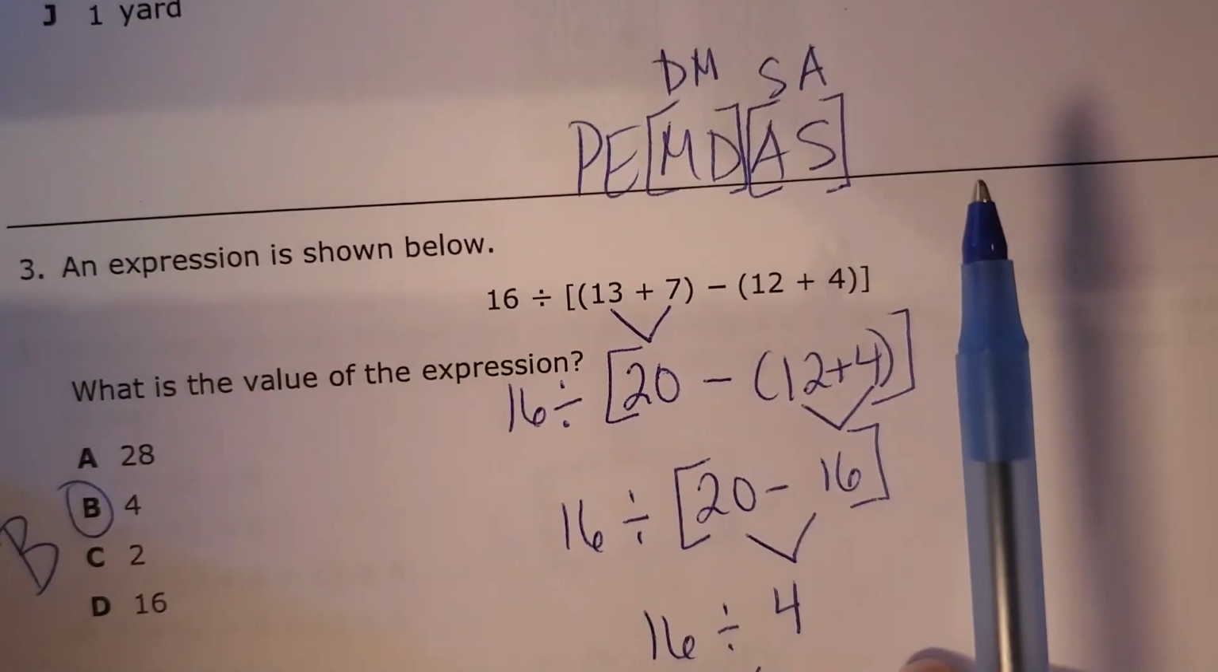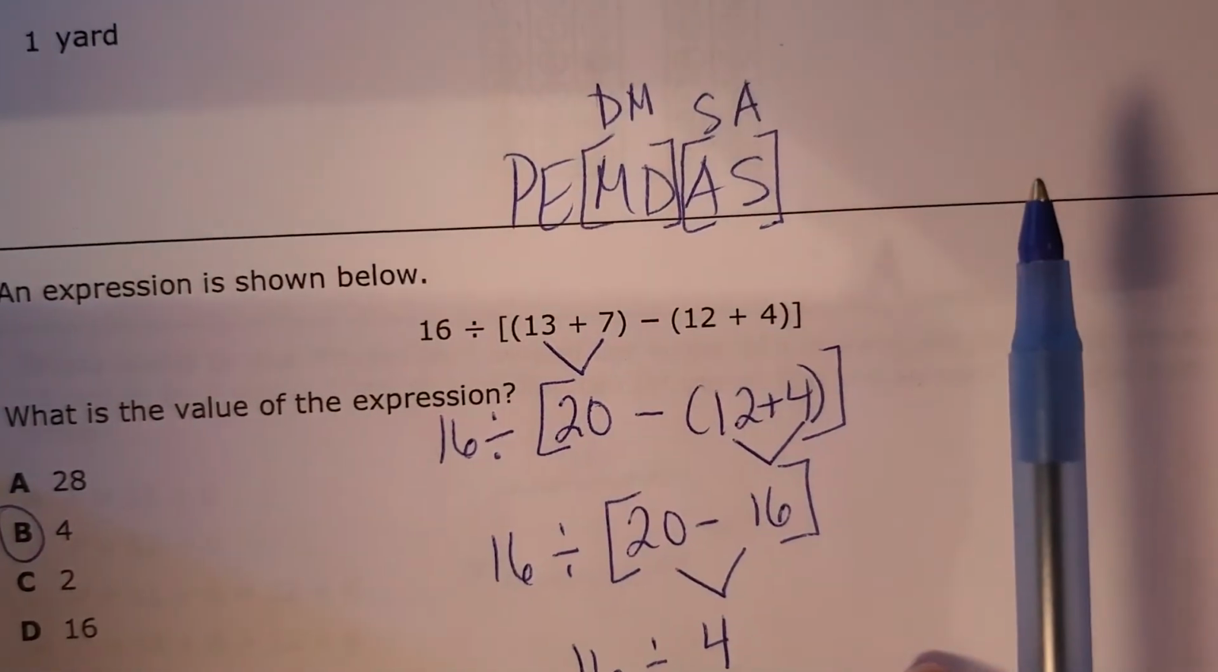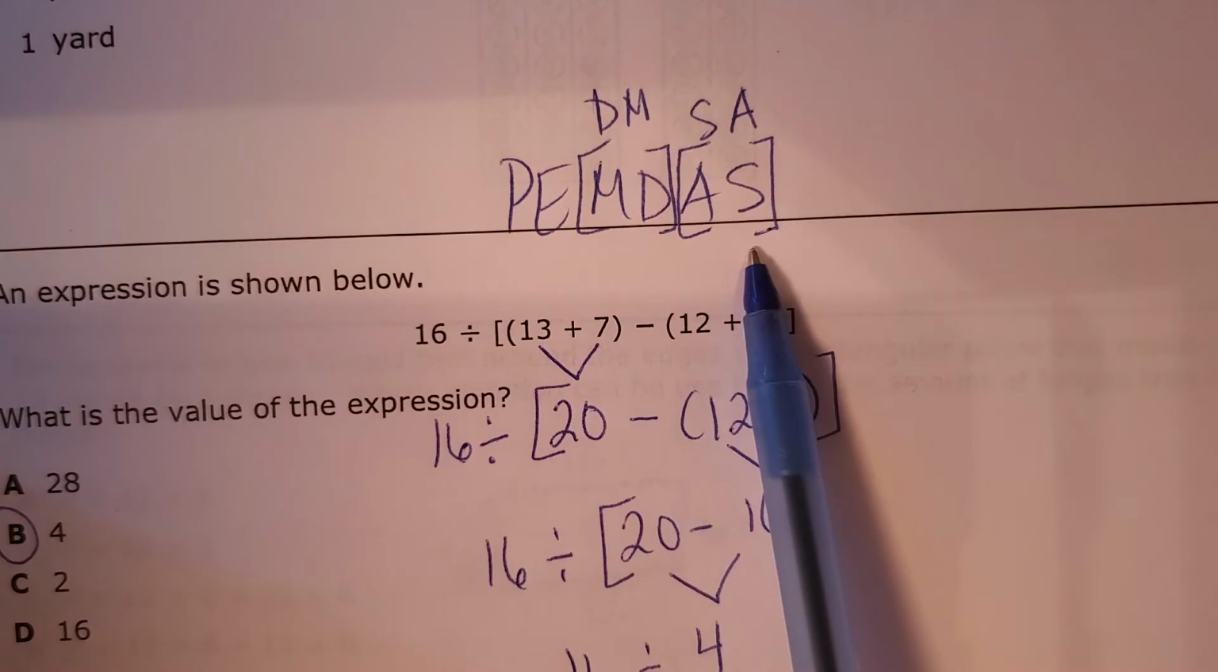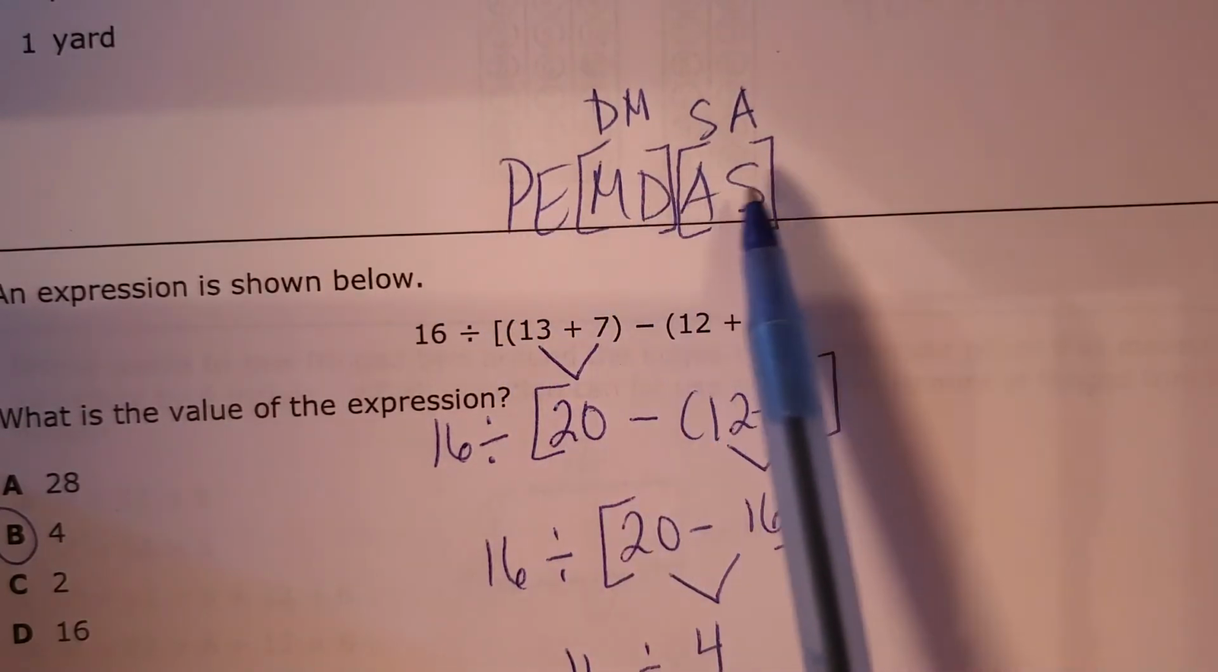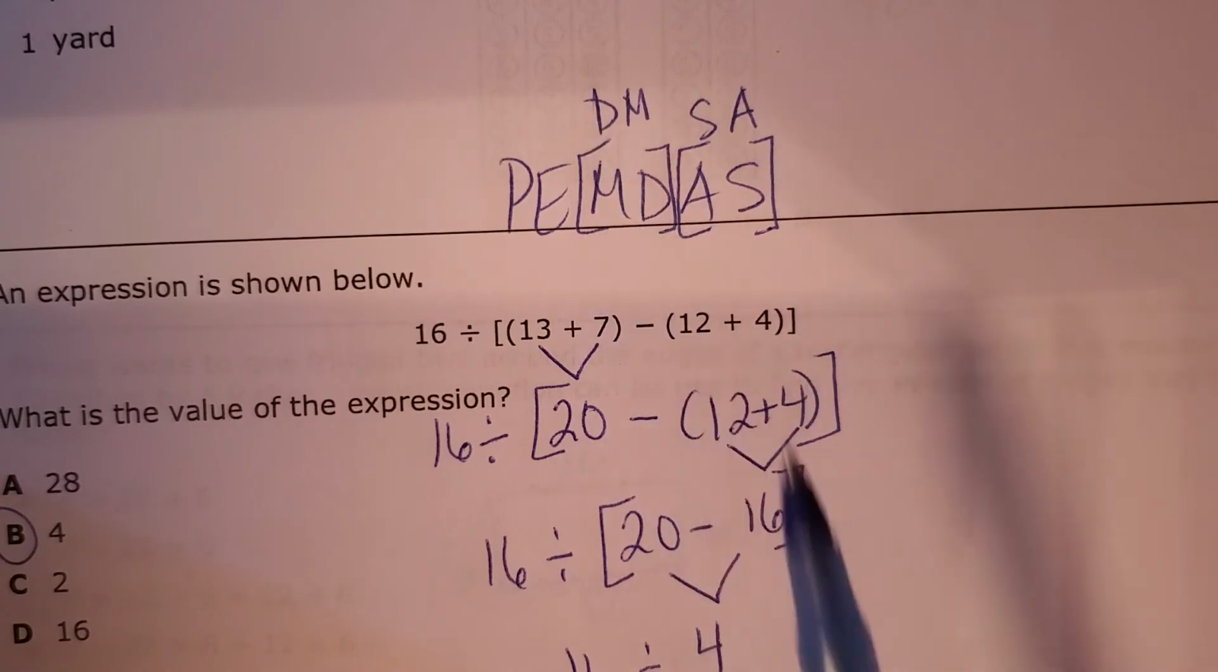Number 3, an expression is shown below. What is the value of this expression? So you know this is an order of operations, PEMDAS: parentheses, exponents, multiply, divide, add, subtract. Remember, with multiplication and division, it can be switched to division and multiplication. The same for addition and subtraction. It can be switched to subtraction or addition. It depends on which one comes first in the problem. That's what you would work first.